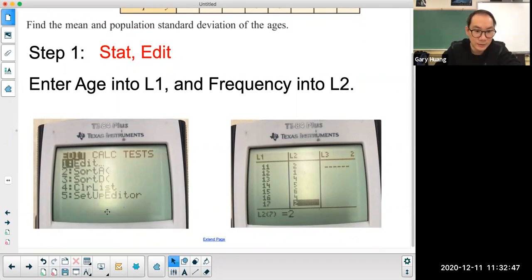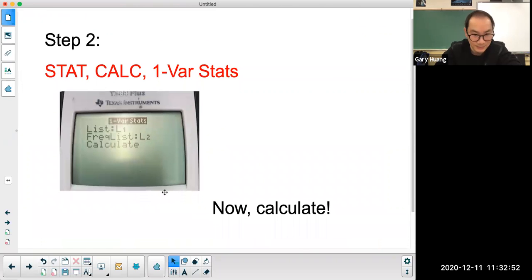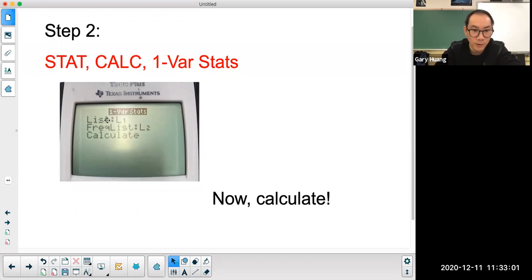Now that you have the data in your graphing calculator, the next thing you do is press Stat, move over to Calc, and pick the first one, 1-Var Stats, which will bring you to the screen where it says List, Frequency List, and then Calculate. Make sure L1, which is the age, is your list, and the frequency is in L2. So type in L1 and L2, and then you're ready to calculate.